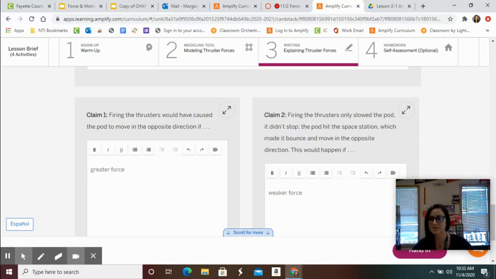The thrusters caused a greater force so that it would move in the opposite direction. Same thing over here. That was a weaker force, but since it did not stop it, it ended up just running into the station and bouncing off. So you need to explain that some more here as well. But like I said, those are just little hints.